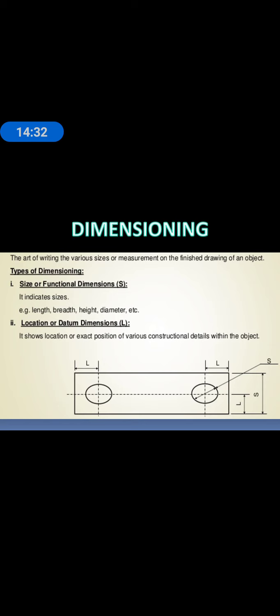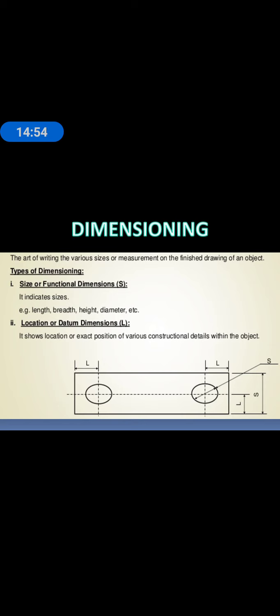In dimensioning, the art of writing the various sizes or measurements on the finished drawing of an object is called dimensioning. There are two types. The first one is size or functional dimension. The second one is location or datum. The first one is size dimensioning.